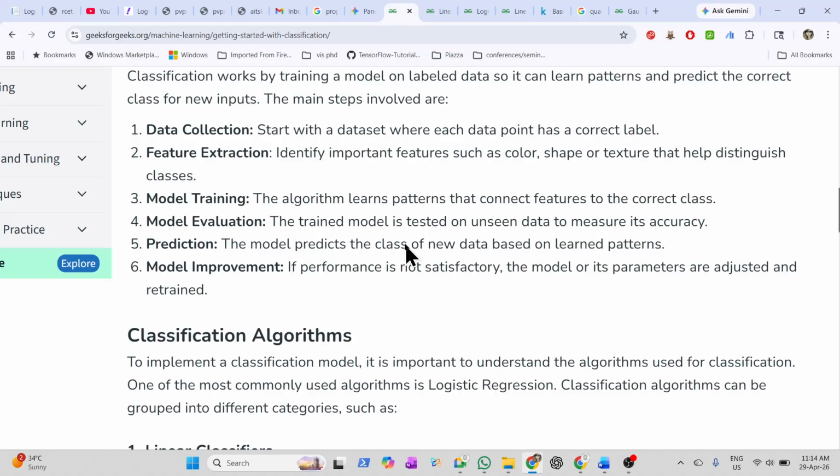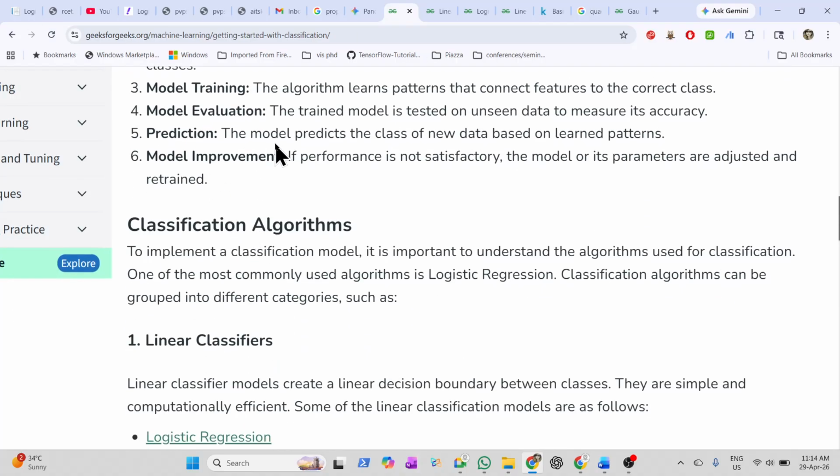The model predicts the class of new data based on the learned pattern. Model improvement: if performance is not satisfactory, the model or its parameters are adjusted and retrained. Model improvement is also called fine tuning of the model. And when you make hyperparameter adjustments, it is called tweaking of the hyperparameters.